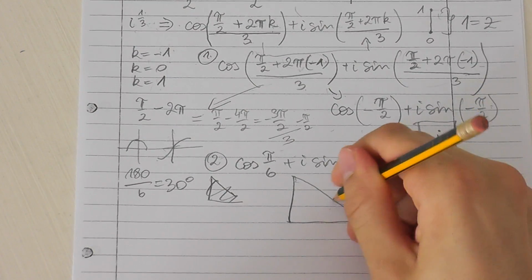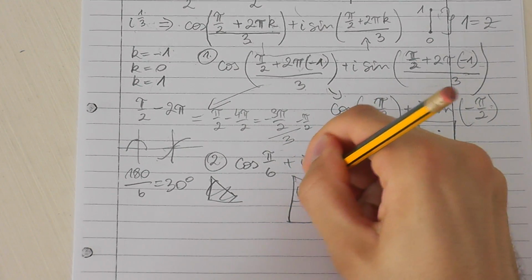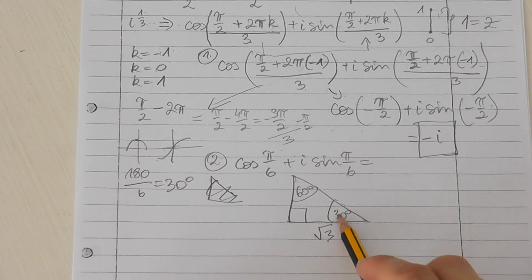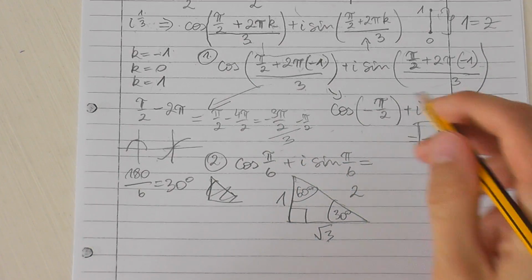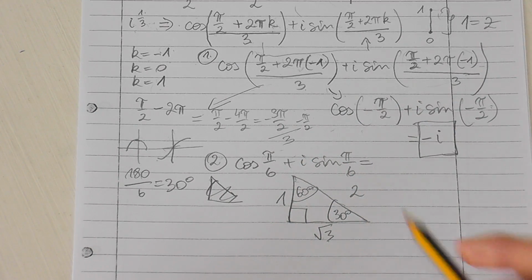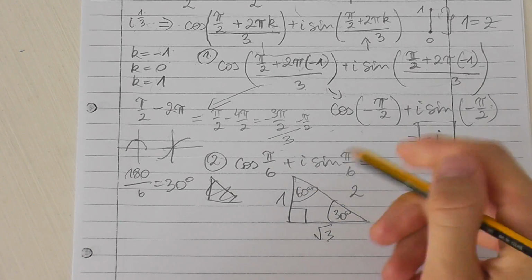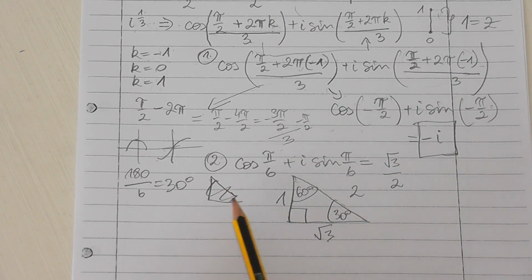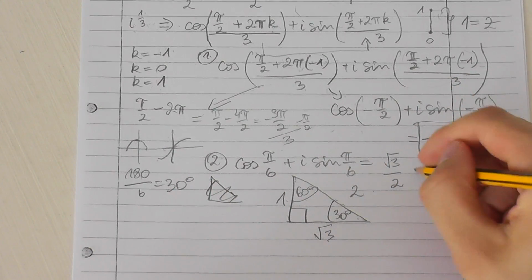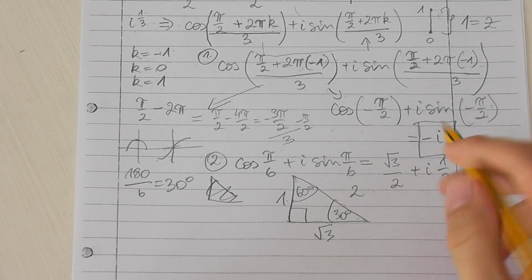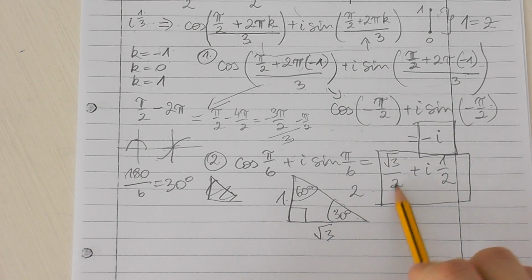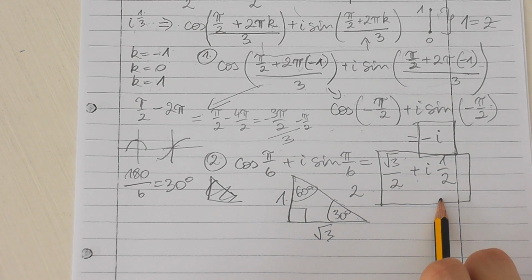Yes, you can. 30, 60, 90, and the sides are, the square root of 3 goes next to 30, and the rest is just 1 and 2 with the Pythagorean theorem. Cosine of 30 is adjacent over hypotenuse, square root of 3 over 2. Sine of 30 is opposite over hypotenuse, 1 over 2. And this is our root number 2. Square root of 3 over 2 plus a half I. That is our root number 2.